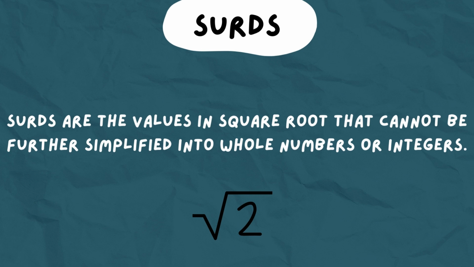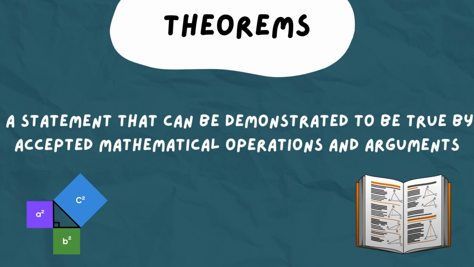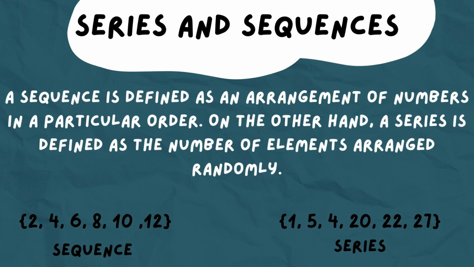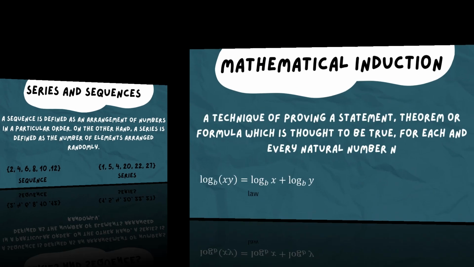Surds. Surds are the values in square root that cannot be further simplified into whole numbers or integers. Theorems. A statement that can be demonstrated to be true by accepted mathematical operations and arguments. Series and sequences. A sequence is defined as an arrangement of numbers in particular order. On the other hand, a series is defined as a number of elements arranged randomly.